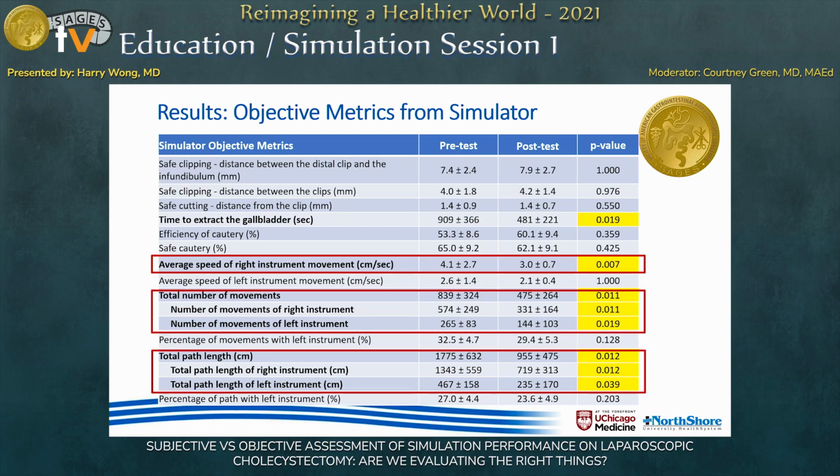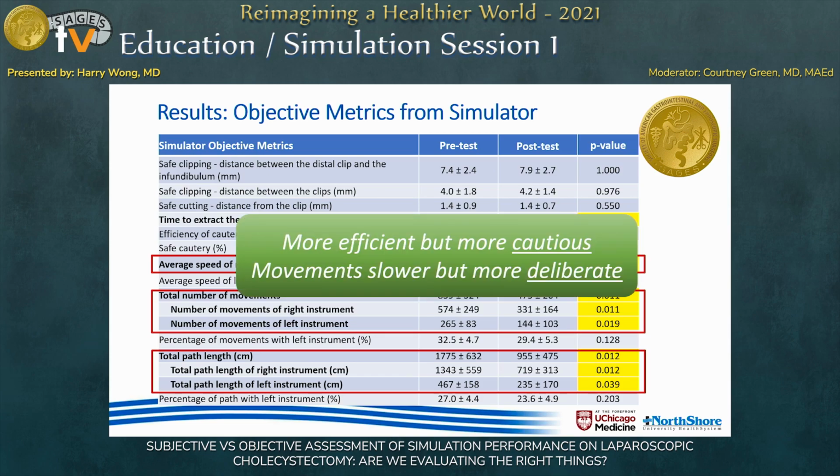If you look at it, the residents moved less, their total path length is less, but they also moved slower. This raises an interesting concept: are they more cautious with their movement? Are they moving slower, but in a more deliberate way? Because clearly they're able to do the simulation module in a shorter period of time and using fewer movements.